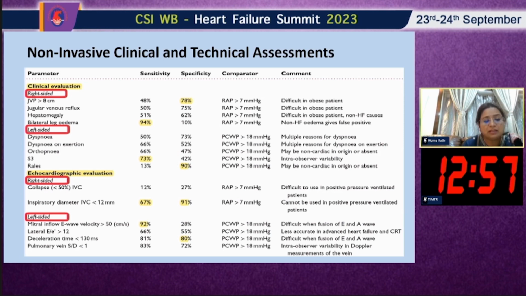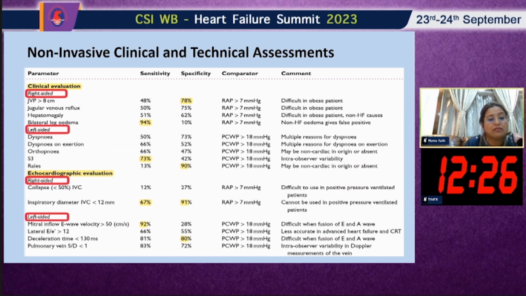Mainly in the first, if he is hospitalized, the clinical evaluation is more promising than the echocardiographic evaluation, which comes later on. The clinical evaluation is right-sided. If at all we think of congestive heart failure, the evidence would be JVP of more than 8 and jugular reflux, hepatomegaly, and pedal edema, with signs and symptoms of dyspnea on exertion if he has acute or chronic heart failure, and orthopnea, S3, and rales can be audible.